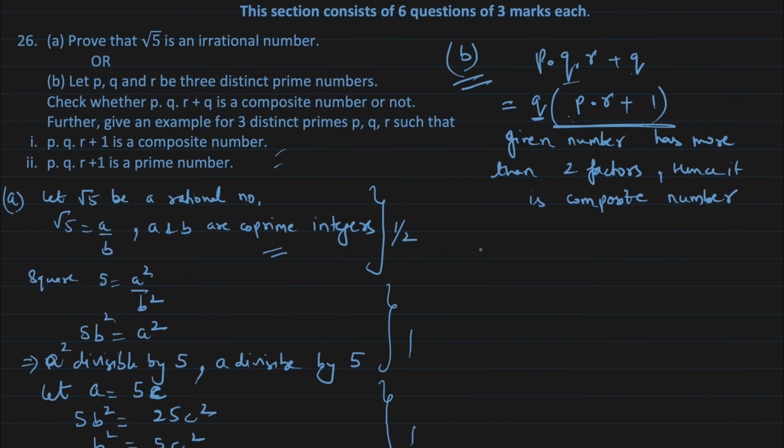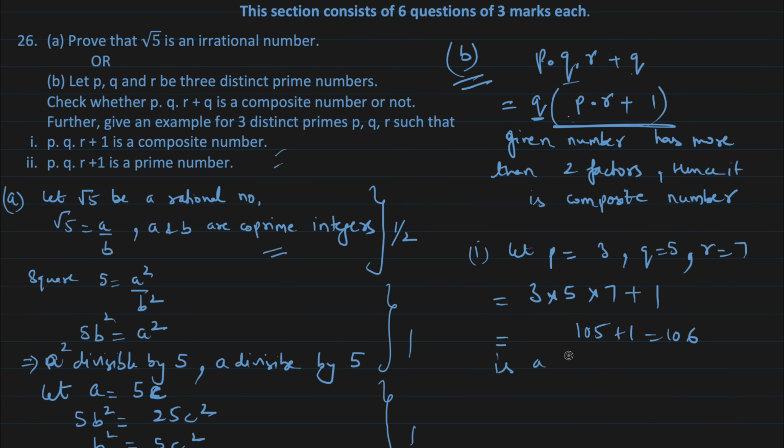Now you have to give an example. Let's take p as 3, q as 5 and r as 7, the sequence 3, 5, 7. Now 3 into 5 into 7 plus 1. 3 fives are 15, 15 sevens are 105. So 105 plus 1 is 106. 106 is an even number, so it is a composite number, right?